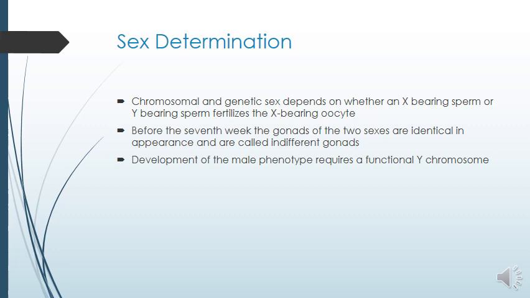Chromosomal and genetic sex depends on whether an X-bearing sperm or Y-bearing sperm fertilizes the X-bearing oocyte. Before the seventh week, the gonads of the two sexes are identical in appearance and are called indifferent gonads. Development of the male phenotype requires a functional Y chromosome.